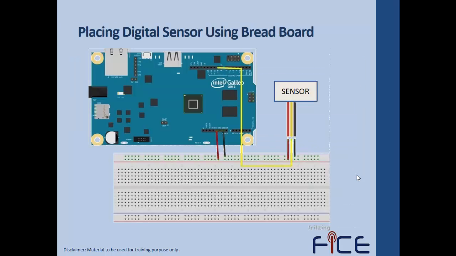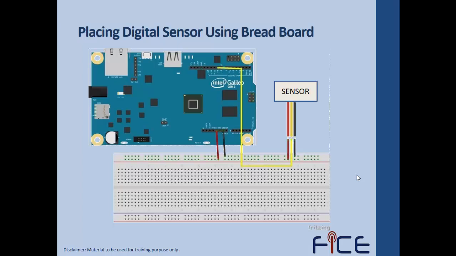Now we will discuss placing a digital sensor using a breadboard. Here we are interfacing a digital sensor with the Intel Galileo board with the help of a breadboard. A breadboard is a construction base for prototyping of electronics. The picture shows the connection. In this, a sensor consists of three terminal wires. Black one is used for the ground, red one is the VCC, and the yellow is the output wire or the signal wire of the sensor.